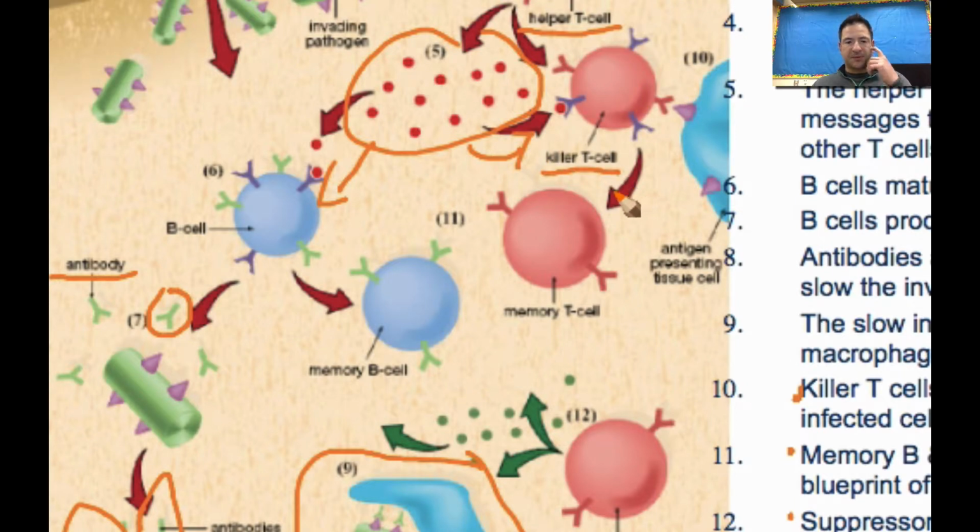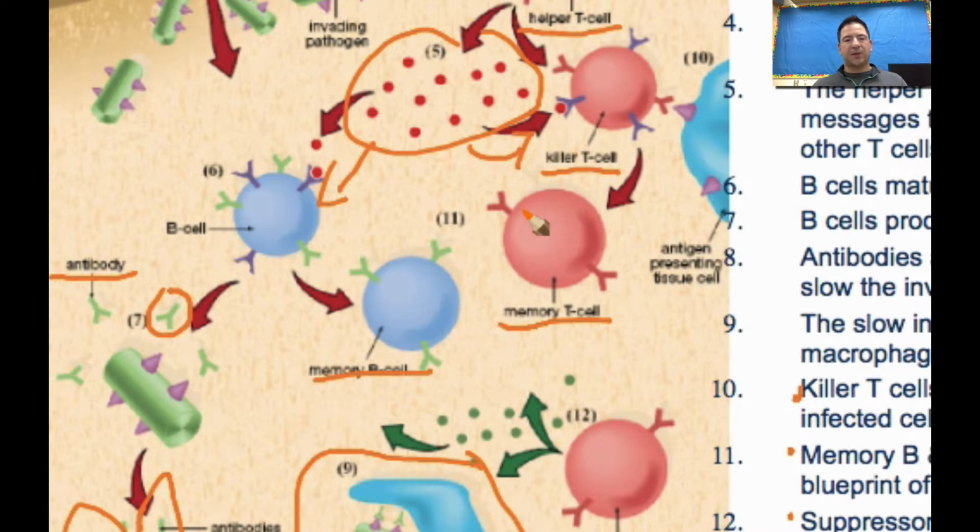So now what happens after the killer T cells have killed any infected cells, and the B cells have produced a ton of antibodies, and they've slowed down the pathogen. The macrophages have engulfed them again and destroyed them. And so what happens is we have these things called memory cells. So we have memory T and we have memory B cells.